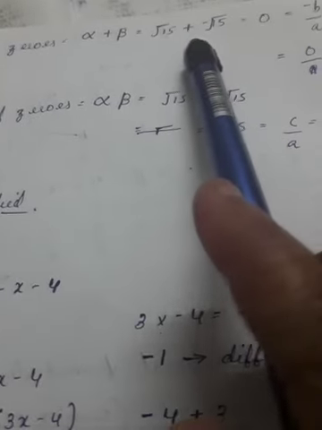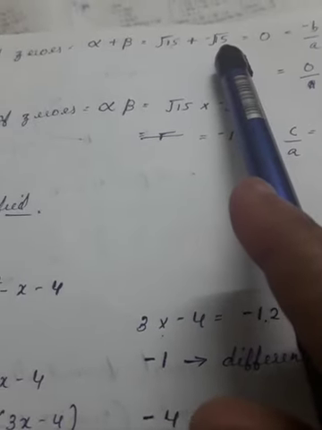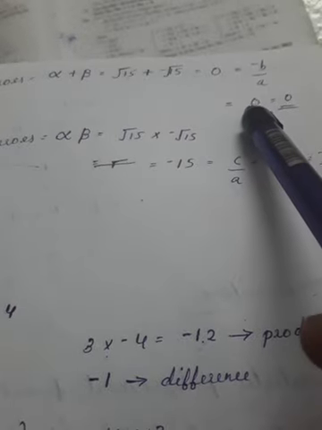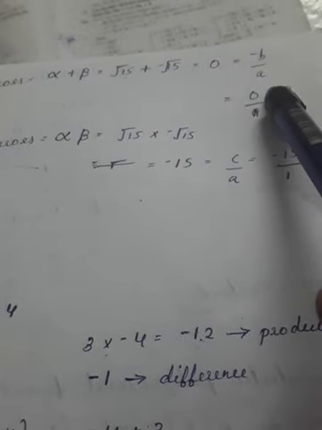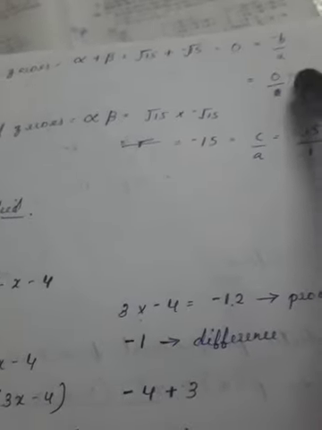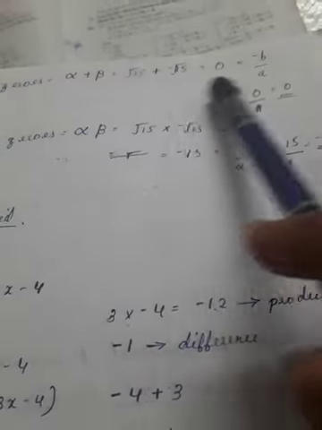For that, sum of the zeros alpha plus beta equal root 15 plus negative root 15. That will be 0. That means sum of a number and its additive inverse will be 0. The negative b by a, there is no term with t. So it will be 0. So 0 by 1 equal 0. So here these two are same.